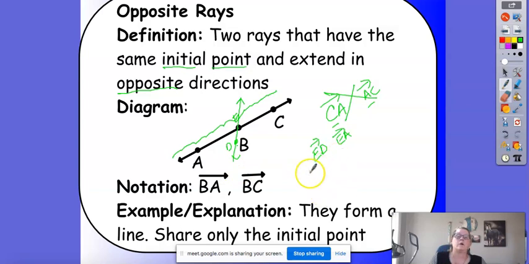Okay, they do form a line, and they share only, okay, look at this, they only share the initial point. They can't share any other points. Guaranteed that is a test question. And when I mean test question, we're going to do a notation worksheet, and we're going to go over all these notations and give you a chance to try it out. I'm going to go over it with you, and if you can do that, you're going to be good. Okay? I'm going to go to the next slide.